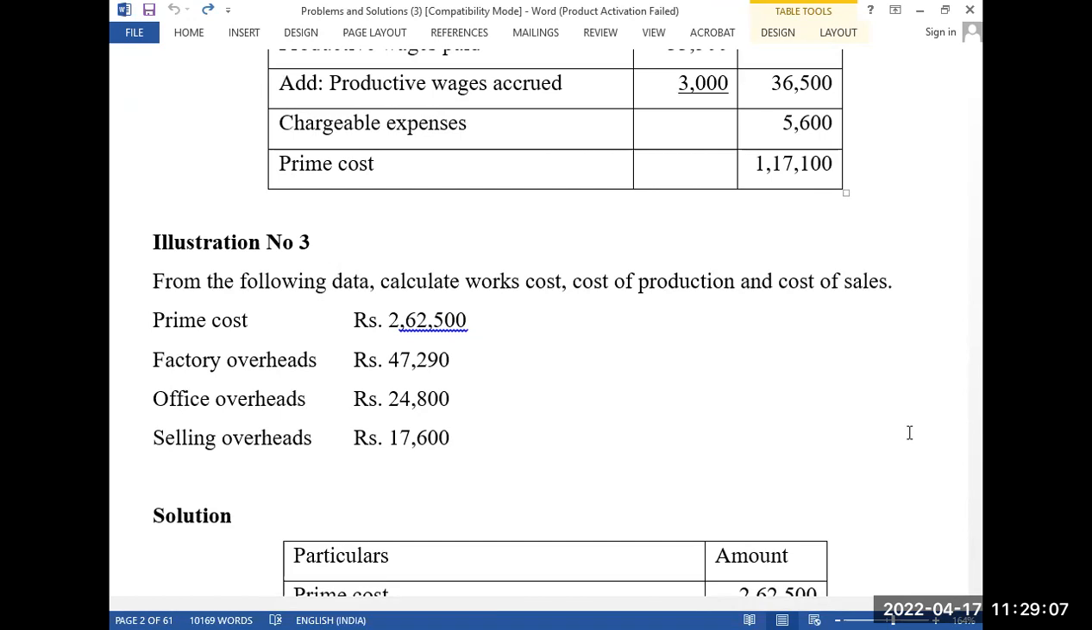That's it. Works cost plus office overheads. If there is any work in progress, that needs to be done in the works cost itself. Okay. Next, cost of sales is equal to, that's all, calculate it, simple.